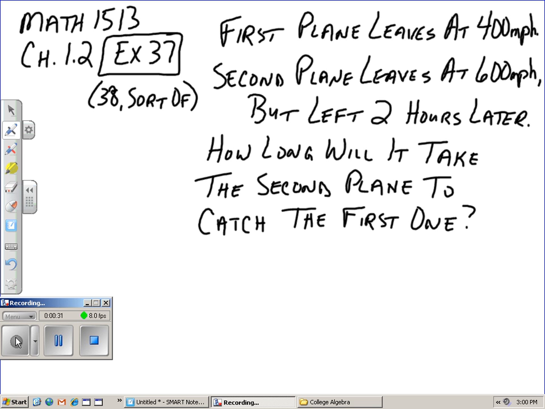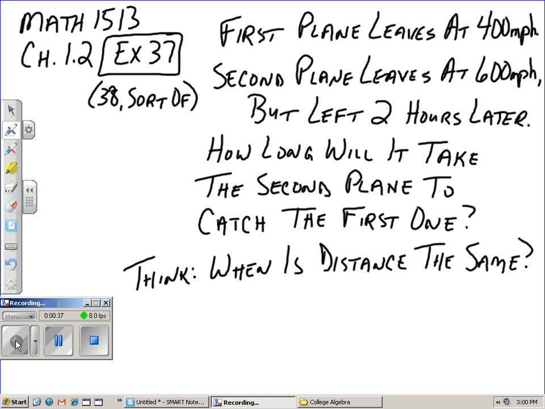So if you think about it, what you're asking is, when will they have covered the same distance? So we could be thinking, when will the distance be the same? Because that's when the one plane catches the other. They left from the same spot, so whenever they're together further down the line, that's where they have both covered the same distance and they're both basically right beside each other in the air.